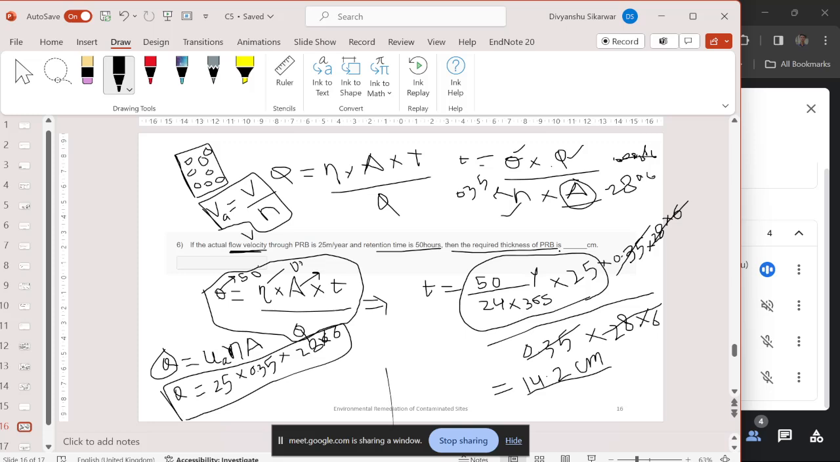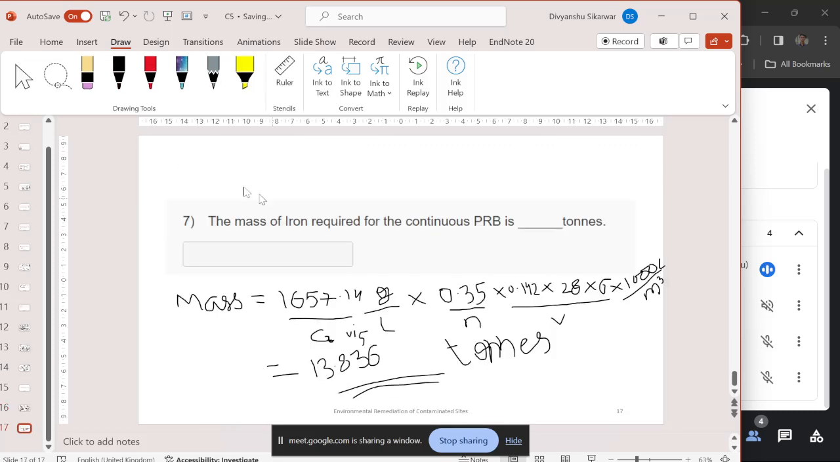From this calculation, we will get the value in meters, right? Yes, 0.142 meters. So you multiply it with 100 to get the value in centimeters, it will be 14.2 centimeters.